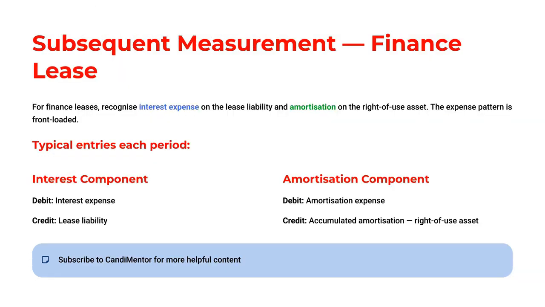Subsequent measurement, finance lease. For finance leases, recognize interest expense on the lease liability and amortization on the right-of-use asset. The expense pattern is front-loaded. Typical entries each period: debit interest expense, credit lease liability. Debit amortization expense, credit accumulated amortization, right-of-use asset.